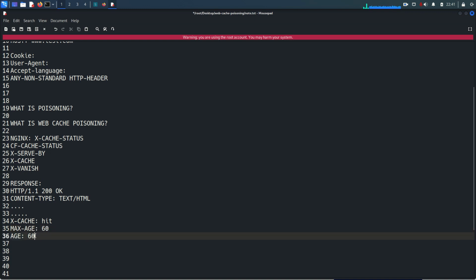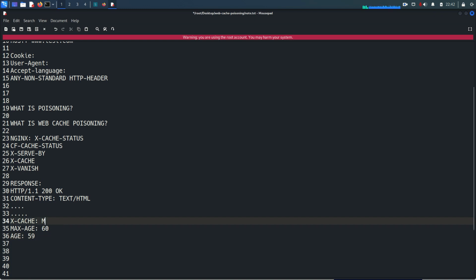Once you get a hit, here you will find Age is 1. That means from 60 seconds, 1 second has already passed, so on the 1st second you find the response. Maybe suppose you find 12 seconds here. So first of all, you get hit, which means the response is from the cache, the maximum age is 60 seconds, and on the 12th second you get the response. And if it goes to 59, that means it is the last one.